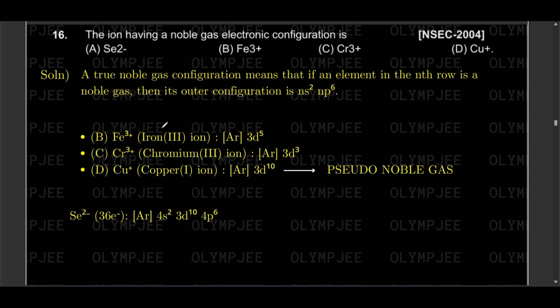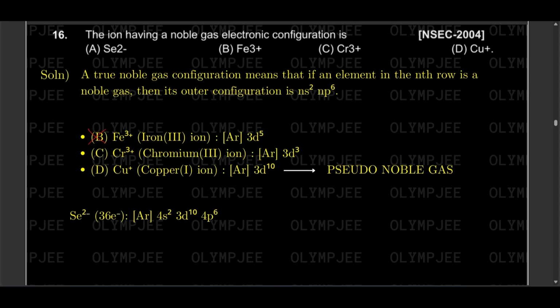Question 16 is a very good question. It is asking the ion having a noble gas configuration is. Okay, so the true noble gas configuration means that if an element is in the nth row, the outer configuration should be ns2 np6. Fe3+ has 3d5. Since Fe is in the fourth row, it should have 4s2 and 4p6. Although it has 4s2, it does not have 4p6, so option B is wrong.